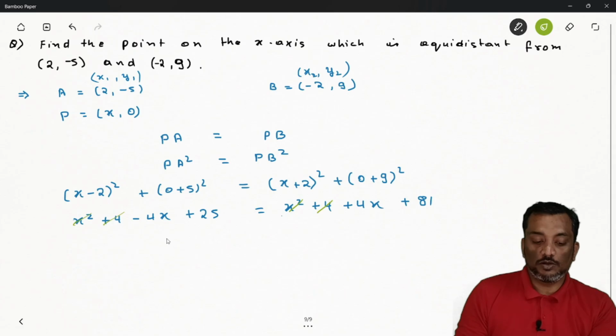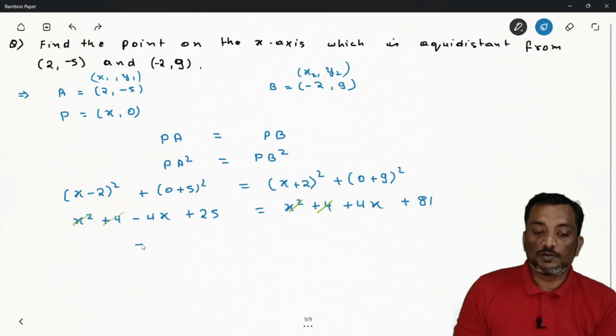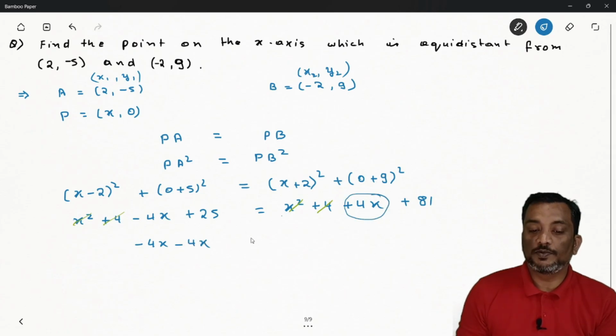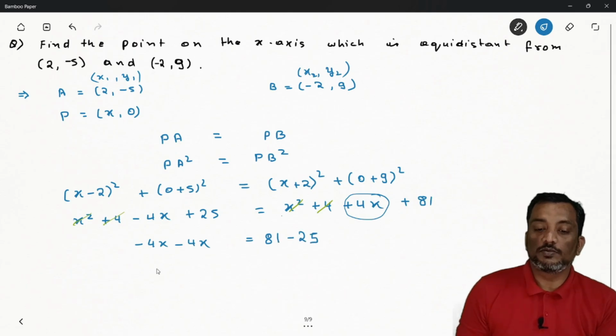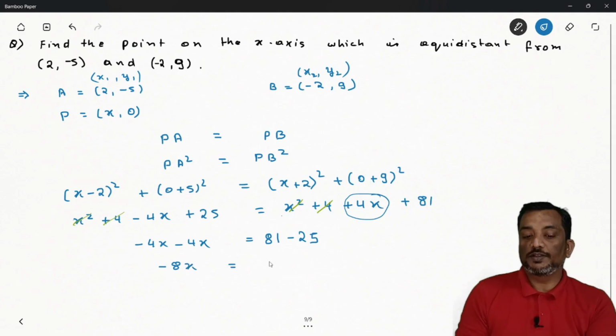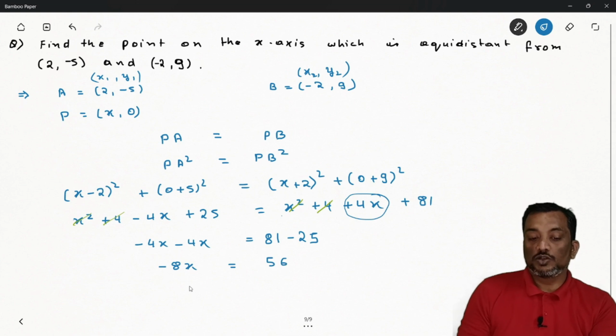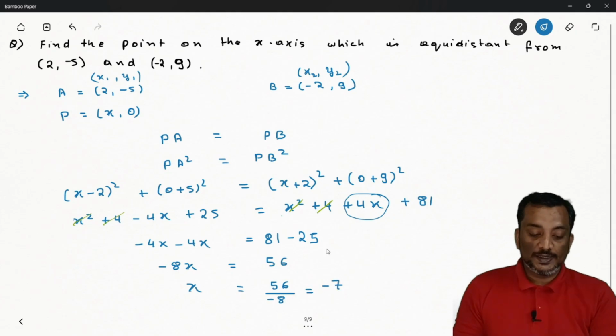So what terms do you have left now? You can bring all the terms to one side. Say minus 4x, and this will transpose to the other side, so it will also be minus 4x, and 81 minus 25. Now, after that, it will come minus 8x is equal to 81 minus 25, you will get 56. So x is equal to 56 divided by minus 8. So you will get minus 7. So hope you understand this one.